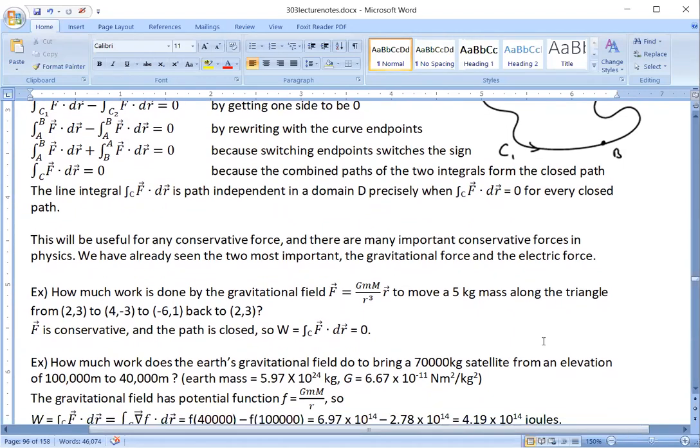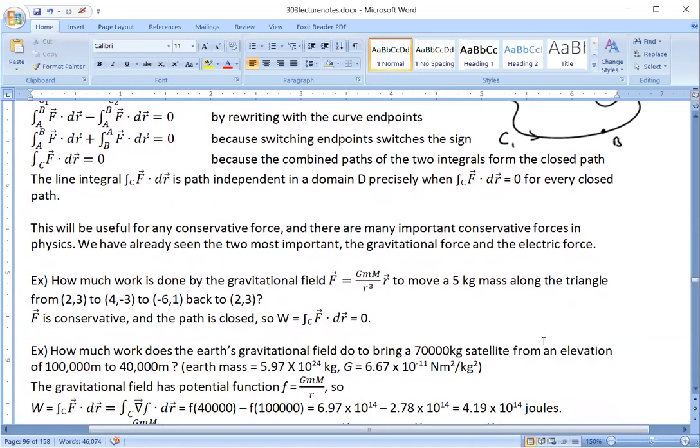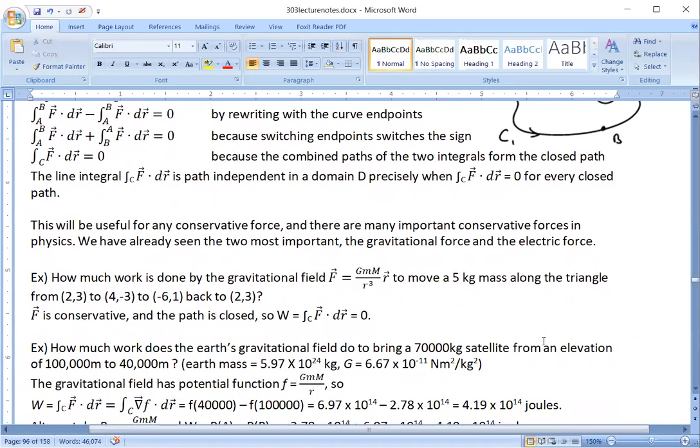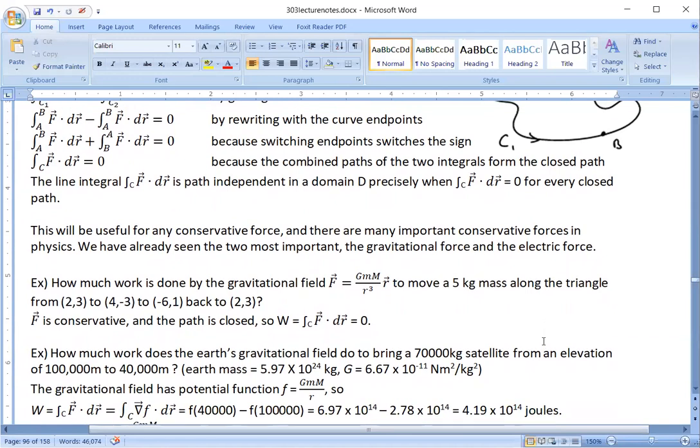So let's work it all out. So the work is the vector line integral, but we know that the vector field is just the gradient of f. So therefore, we know by the fundamental theorem of line integrals that this is just f of B minus f of A. Now B was where we were at 40,000 meters, and then A, the starting place, was at 100,000 meters. So we just have to plug in those values into our potential function f. And then just doing all the calculation, you get this minus this, and it works out to 4.19 times 10 to the 14. And we're calculating work, so this is joules.